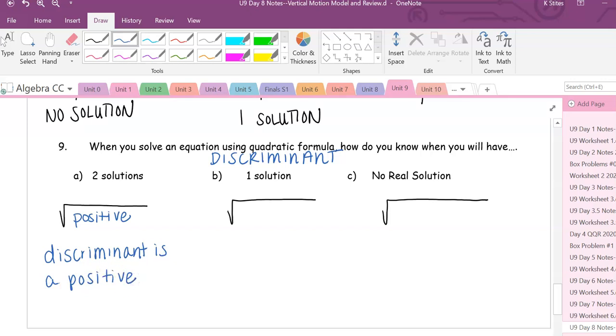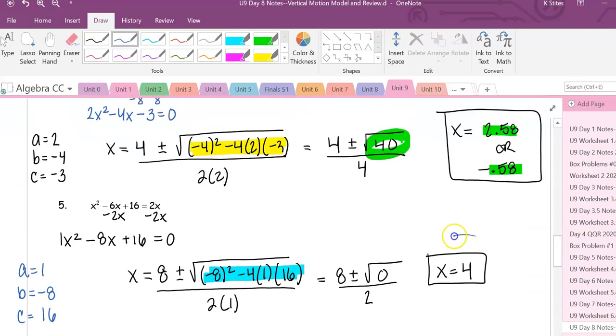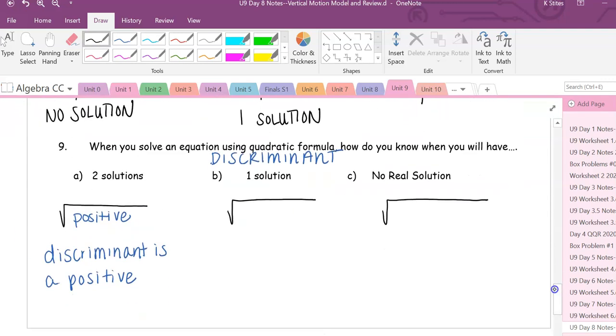Okay, you're taking the square root of a positive. We also had a situation where we only had 1 solution, right? We just got x equals 4. That's only 1 answer. When we typed it in a second time, we got the exact same thing. And that only happens when you have a discriminant of 0. Okay, when we take the square root of 0. So the discriminant is 0.